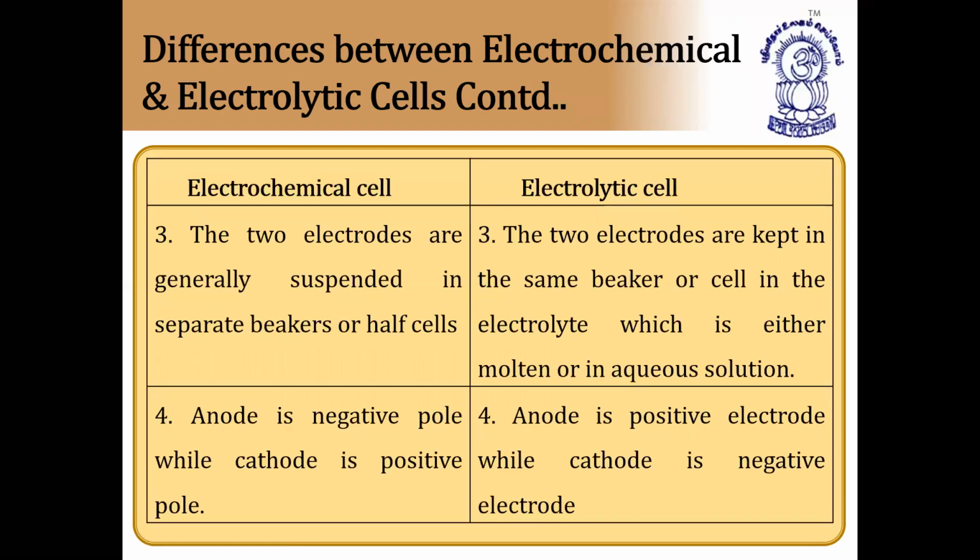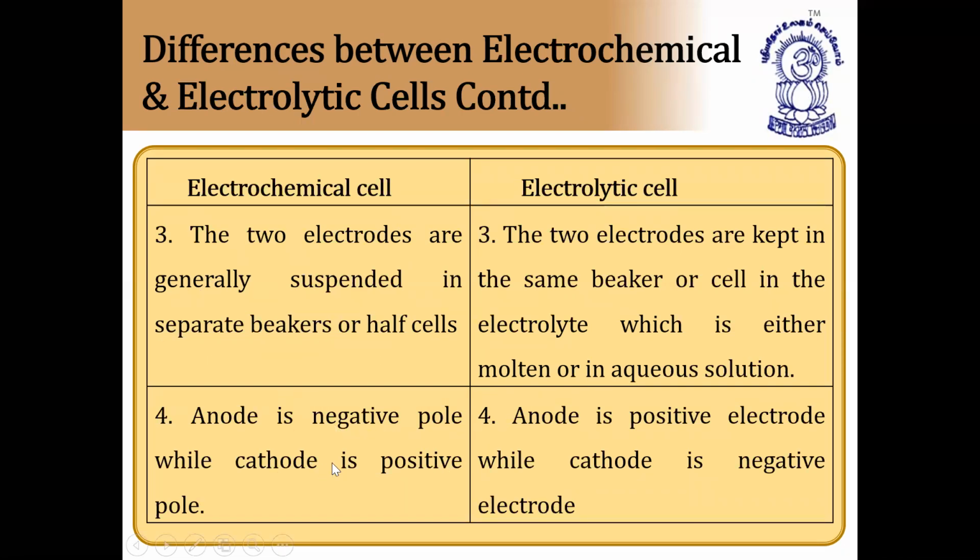Next, third difference, the two electrodes are generally suspended in separate beakers or half cells by using a salt bridge. Whereas here the two electrodes are kept in only the same beaker, that is the electrolytic cell, which is either molten or in aqueous solution. This is the important point here. So here the electrolyte is dissolved in a solution and in the same beaker only we'll take cathode as well as anode. But here we are suspending it in two different beakers.